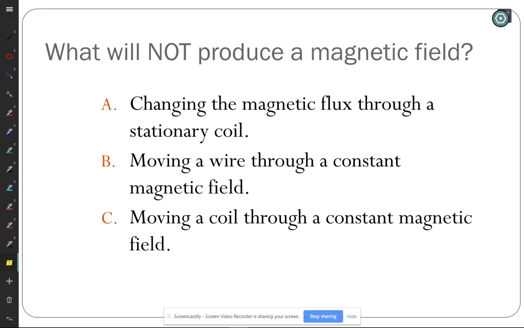What will not produce a magnetic field? Will a change in the magnetic flux through a stationary coil produce a magnetic field? This one will. Yes, it will. Will a wire moving through a constant magnetic field produce a magnetic field? Oh, wait, no. The coil one will. The wire one won't. It's a trap.